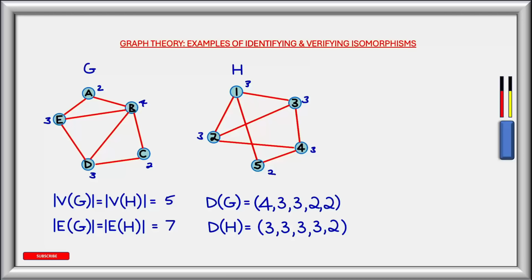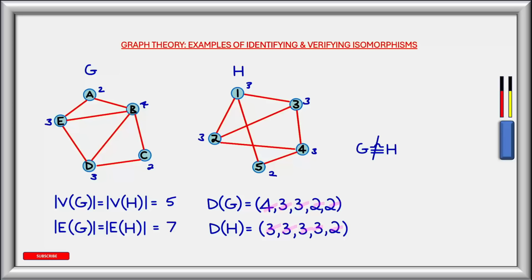And so for graph G, we get a degree sequence of 4, 3, 3, 2, 2. And for graph H, we get a degree sequence of 3, 3, 3, 3, and 2. And as we can see, these are not the same. As this test has failed, there cannot be an isomorphic relationship between graph G and graph H.